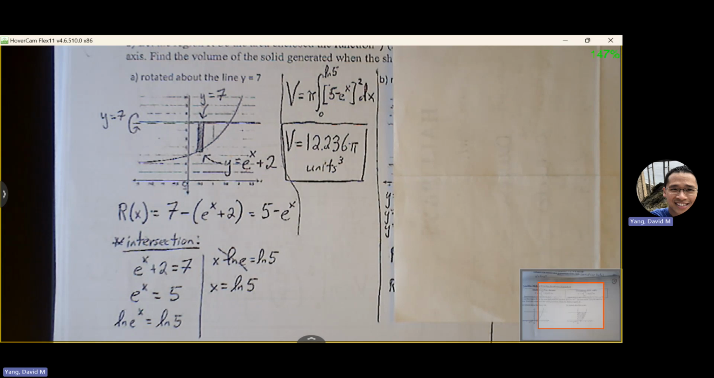Once I have my big radius and my bounds, I can start putting it into my volume formula. And I'm leaving pi out of the calculator. It's not able to get me a fractional value, so I leave it as a decimal to 3 places, and then attach pi.